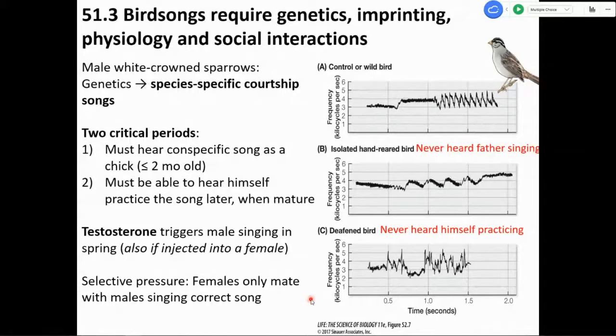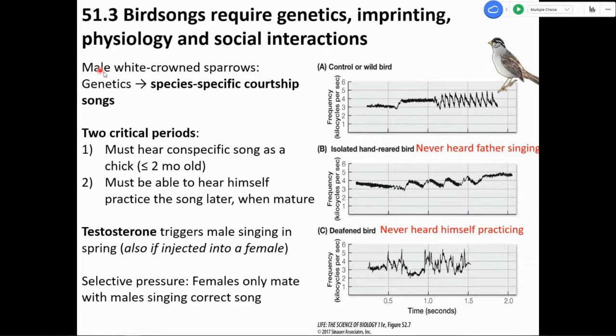Okay, so in this example here, we talked about how often genes control behavior, and we talked about how hormones can control behavior. So behavior is actually being controlled by a host of different aspects all acting together. And this is an example in bird songs showing that there's a genetic component, some imprinting involved in their behavior, and physiology, and also social interactions as well.